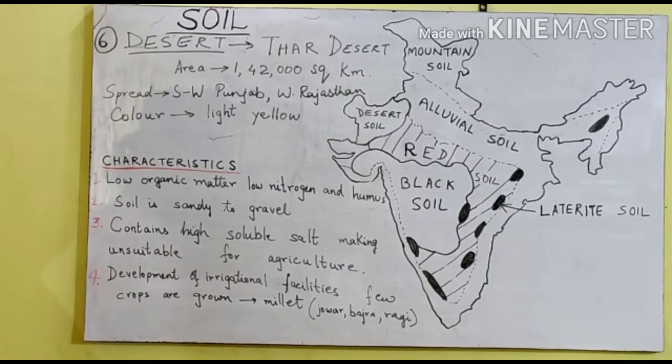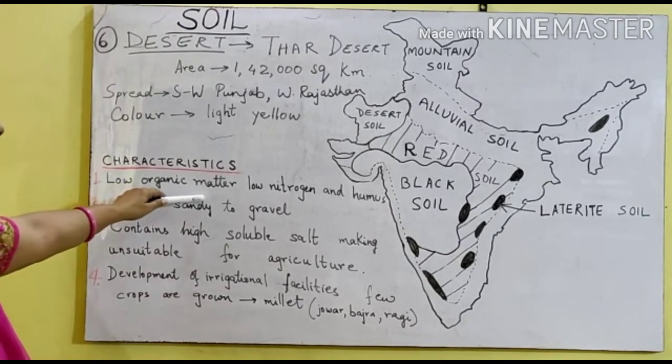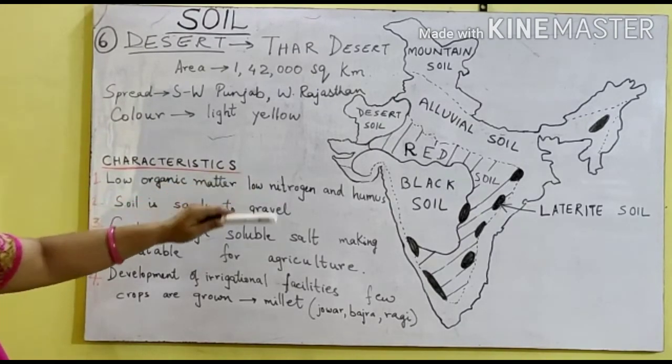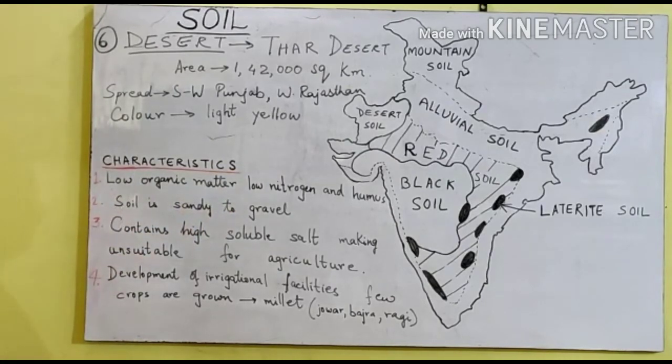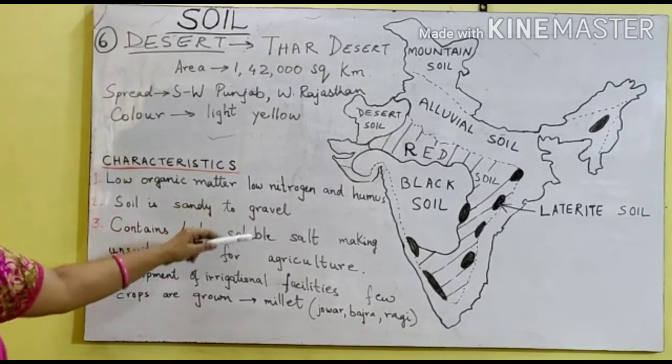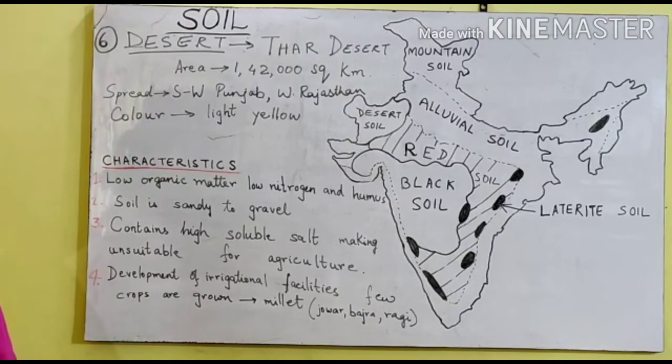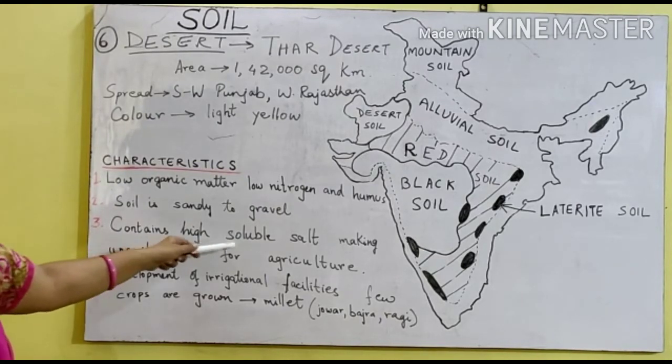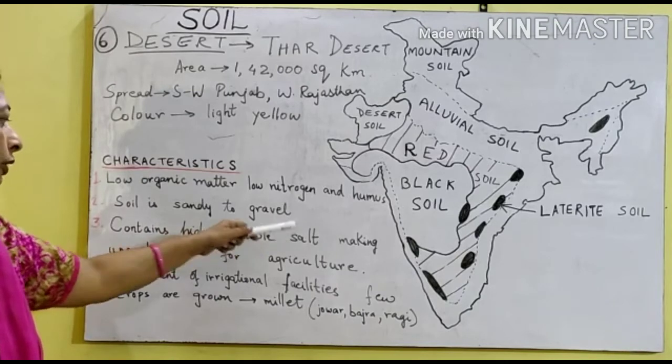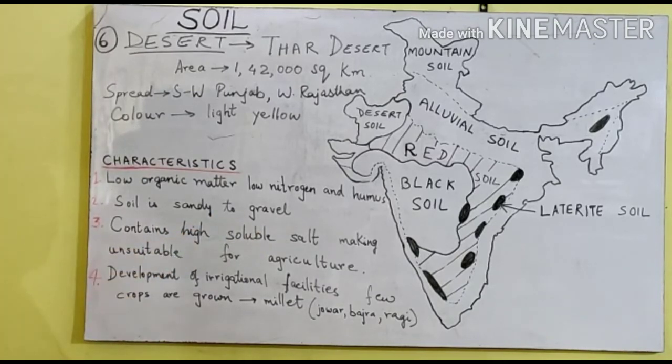And now let's come to the characteristics of the soil. They have low organic matter, low nitrogen and very low humus content. The soil is sandy to gravel. This is the texture of the soil, and this is the reason that they cannot hold water for a long time. So they become dry very easily. They also have high soluble salt, which makes the soil unfit for agriculture.